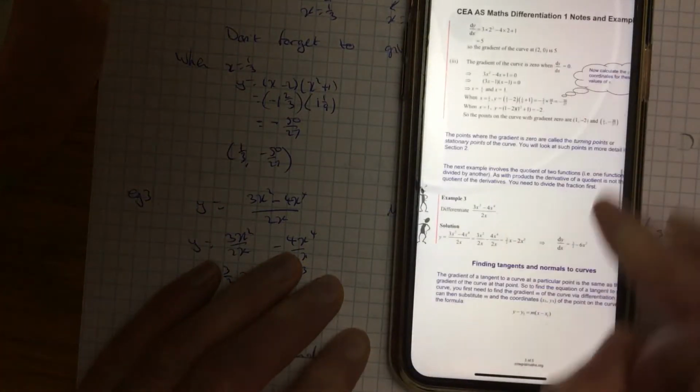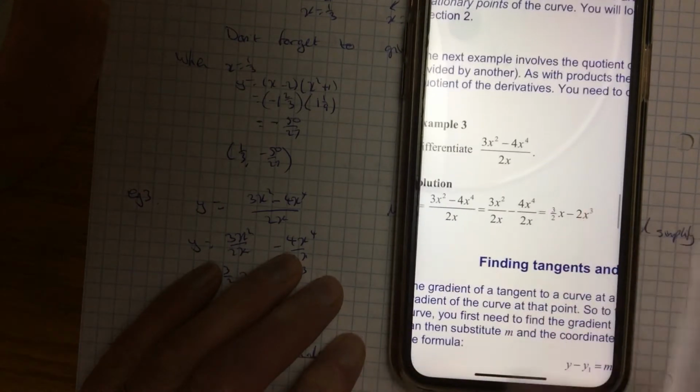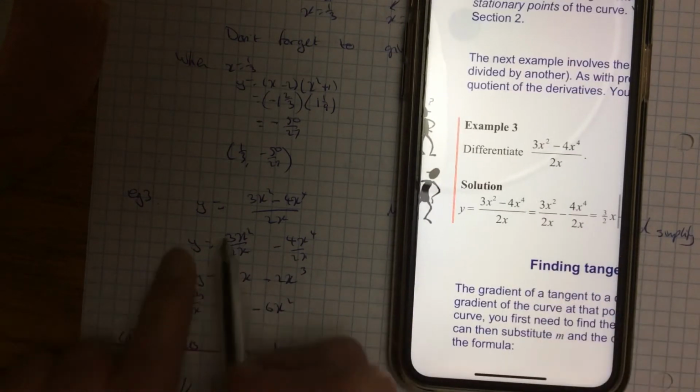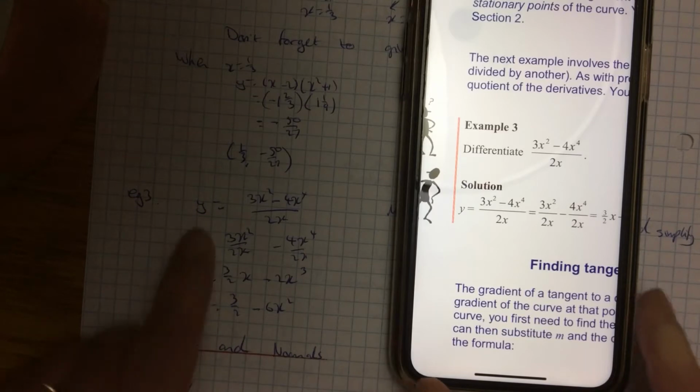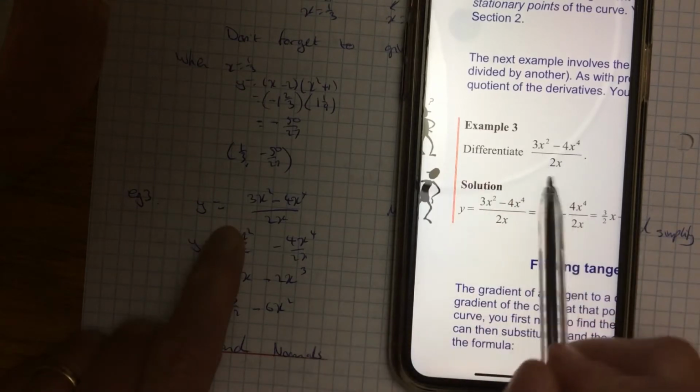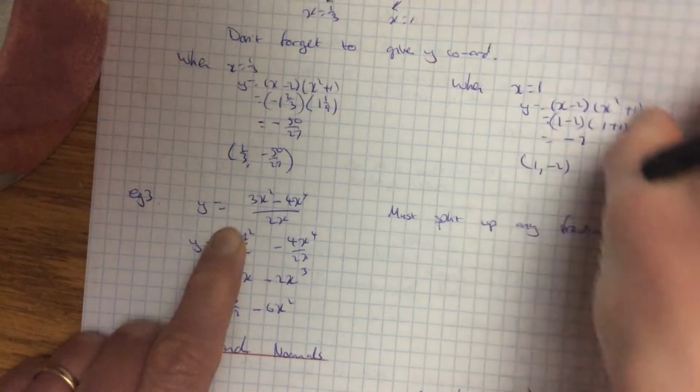Now, example 3, again, just working from the official notes, differentiate that. Now, you'll notice I always start my work off with y equals. I would never just write the function down. So if you get into that habit, it would be great.